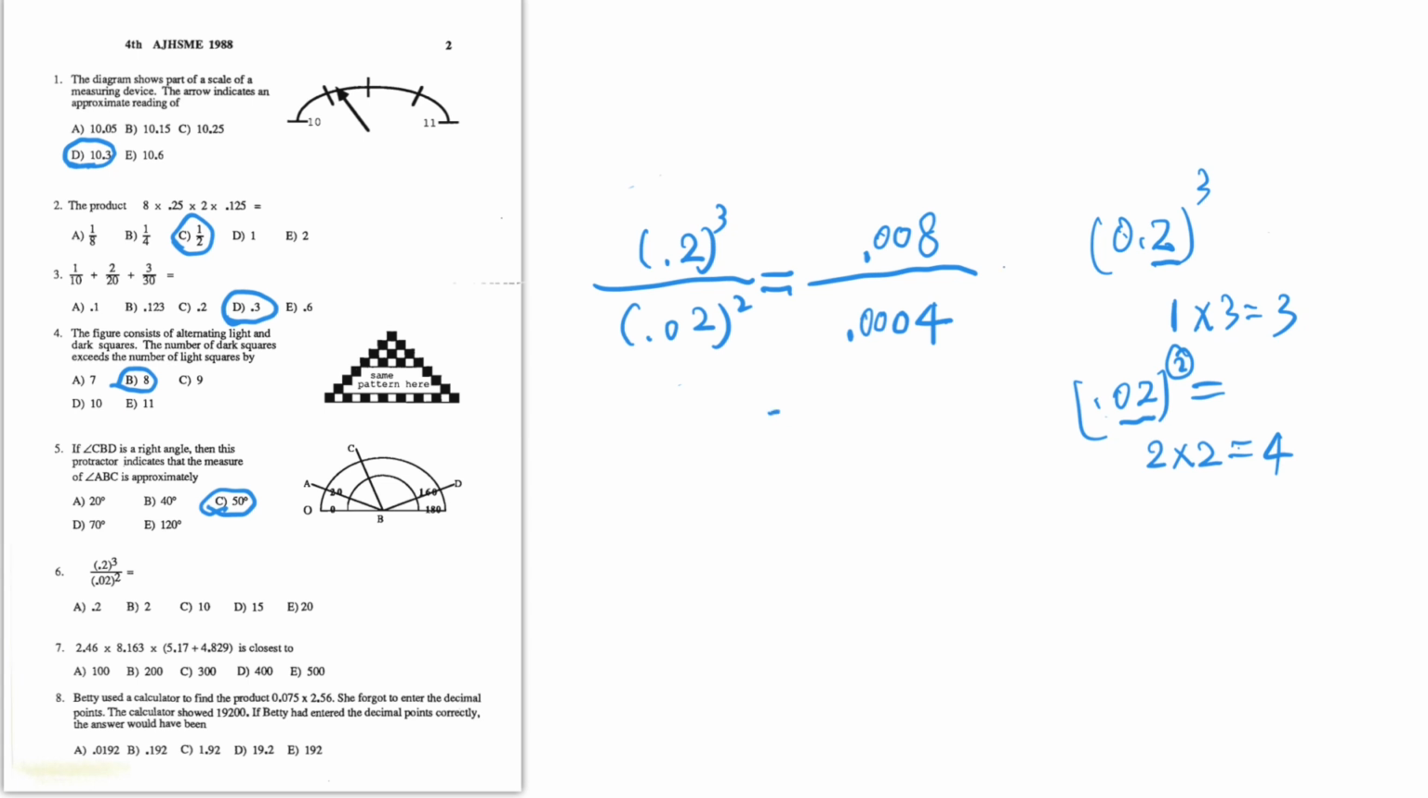So numerator and denominator are both multiplied by 10,000. The numerator times 10,000 is 80. The denominator is 4. So 80 over 4 is 20. Therefore, the answer is E.